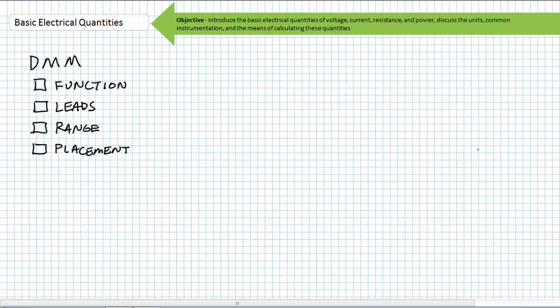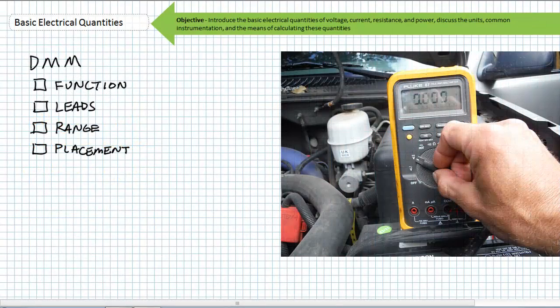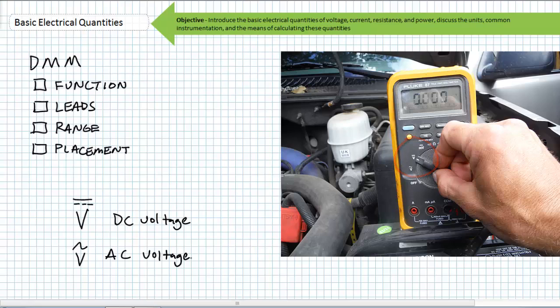Function. To measure DC voltage with a DMM, put it in DC voltmeter mode. DC voltmeter mode is signified by a V with a straight line over it. AC voltmeter mode is a V with a squiggly line over it. Ignore the other functions right now. We'll get to those later.